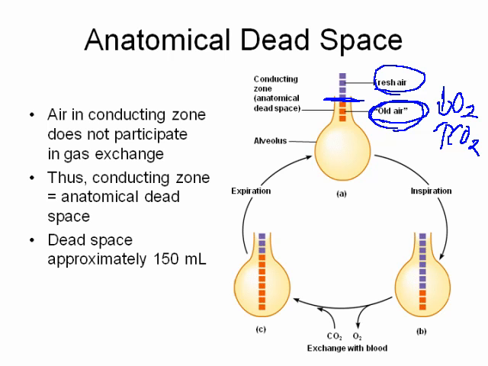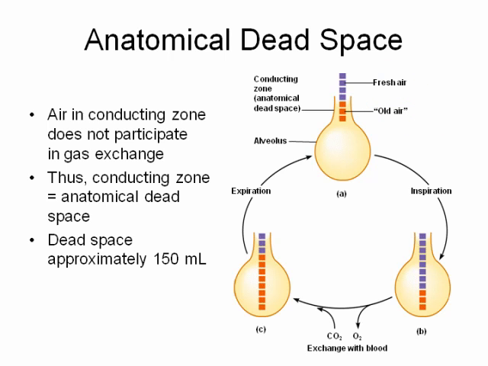And as soon as you start to inspire, this old air is the first air into the alveolus. And of course, it's followed by more fresh air coming in from the atmosphere. So the total amount of fresh air that is inspired, high oxygen, low CO2 air, is less than it could be because of this amount of air that's trapped in the airways. And this is, again, what we refer to as anatomical dead space. So the air in the conducting zone does not participate in the gas exchange. This air that's sitting here in the bronchioles is not actually helping to oxygenate the blood. So the conducting zone is the anatomical dead space.